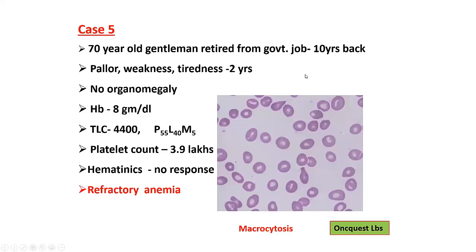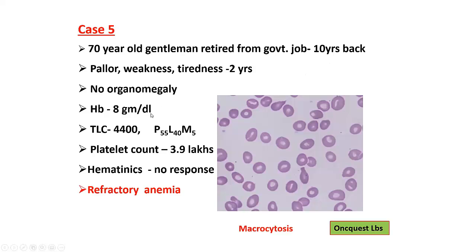Then we go on to case number 5. A 70-year-old gentleman, retired from government as Secretary, Government of India. Ten years back, he retired. He had pallor, weakness, and tiredness for 2 years. No organomegaly, no liver, no spleen, no lymph nodes.